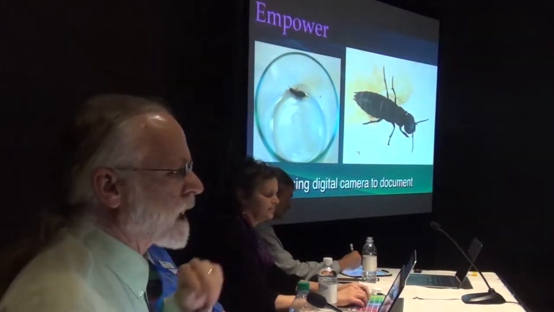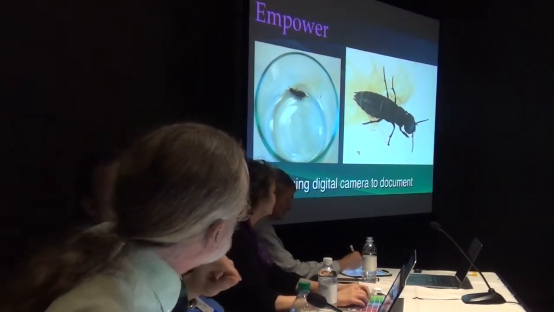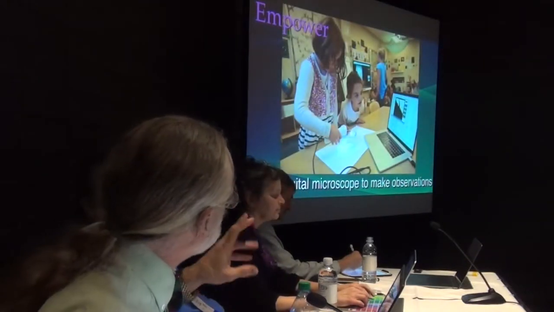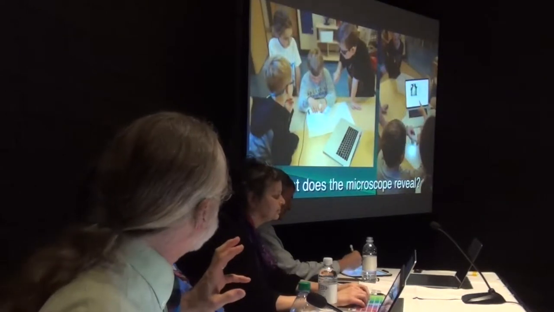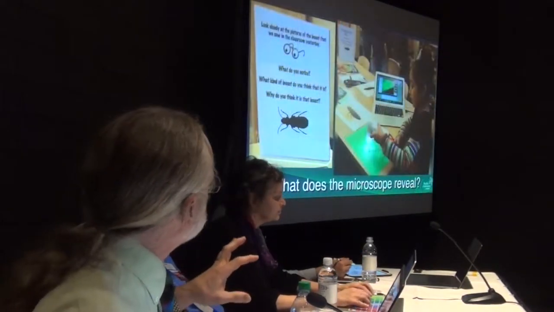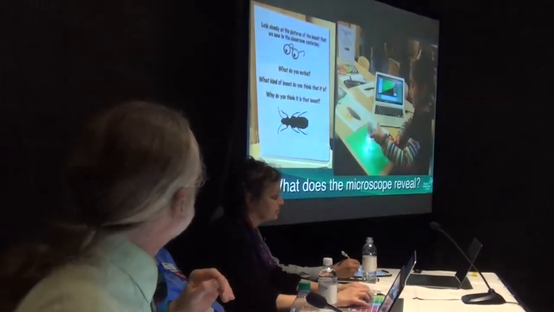Okay, and so we got our digital cameras. We started using digital cameras to take photographs of it so that we could really document, zoom in, get a little bit closer. We pulled out the digital microscope to make even closer observations. And we began to do this in groups. What does the digital microscope reveal?